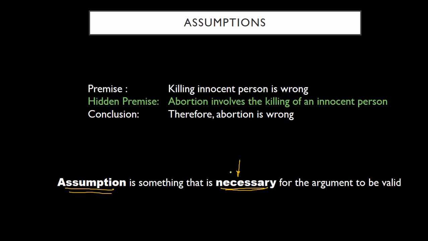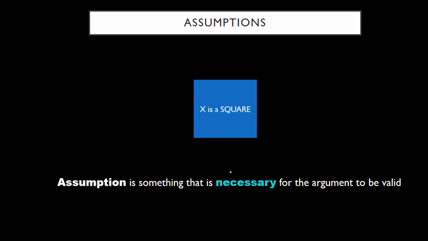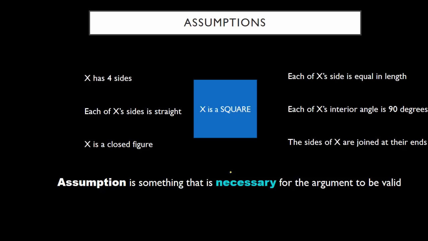Let's quickly understand what is necessary. For instance, let's take a square. There are a lot of necessary conditions for something to be a square. That it has 4 sides, and each side is straight. It's a closed figure. It has equal length, and the interior angle is 90 degrees. All these are necessary for a square. So please understand, this is necessary for it to become a square. It is not sufficient. By that I mean, just because something has 4 sides does not mean it's a square. But for something to be a square, it is necessary that it must have 4 sides.